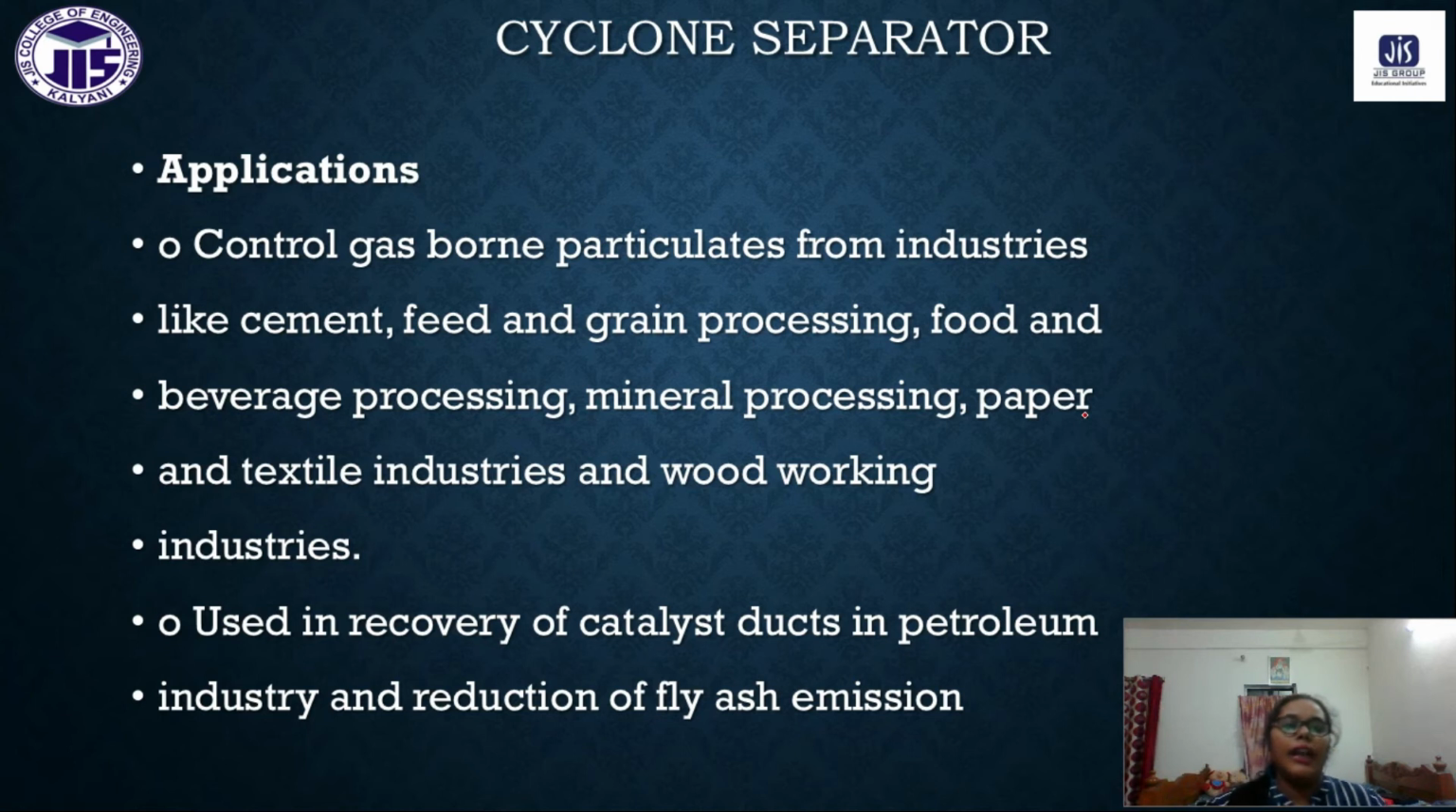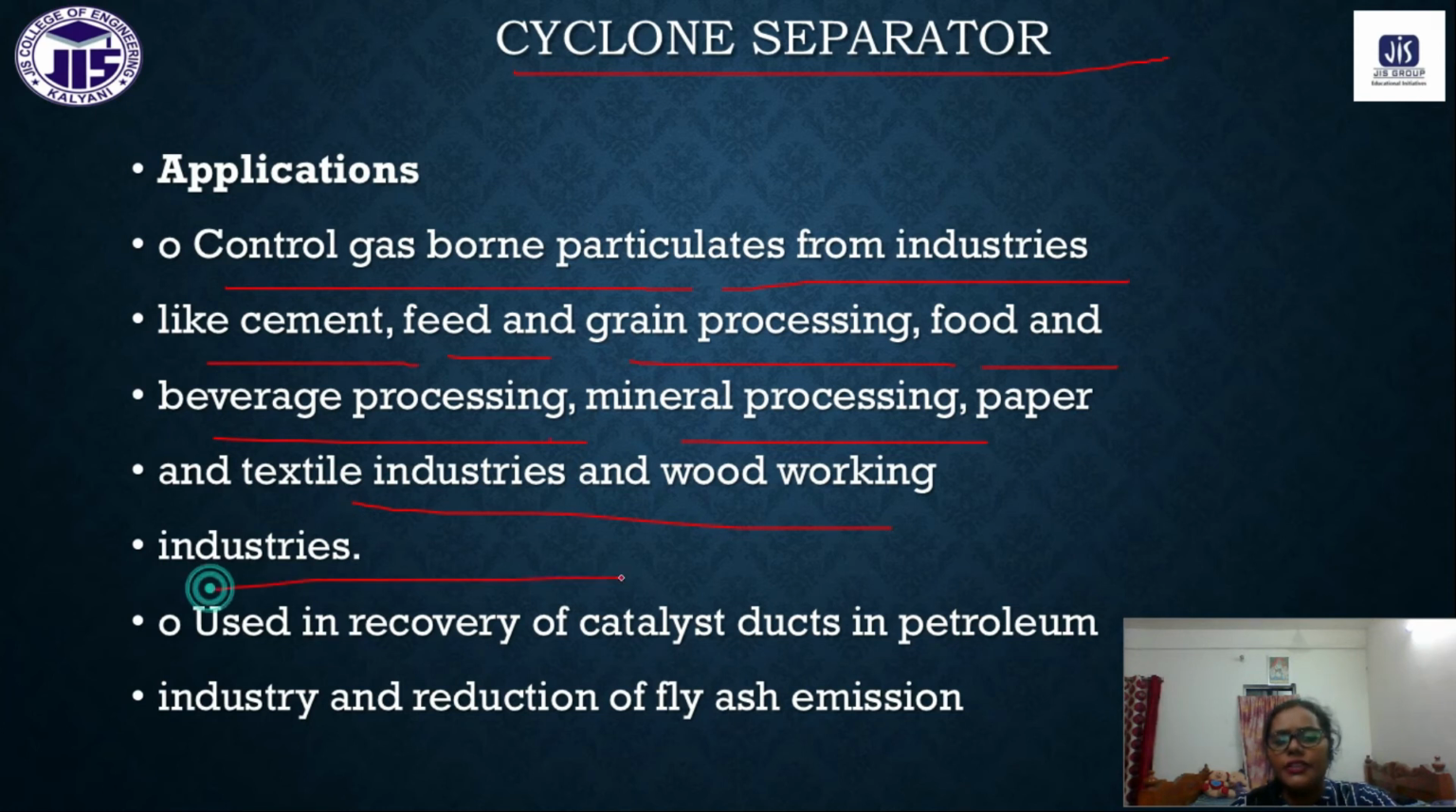So, application. Where can we apply this cyclone separator? It can be applied to control gas-borne particulates from industries, whatever gases they are producing. For that we can use the cyclone separator, like in cement, feed and grain processing, food and beverage processing, mineral processing, paper and textile industries, and woodworking industry. For all these industries, whatever gas molecules they are emitting can be refined by this cyclone separator.